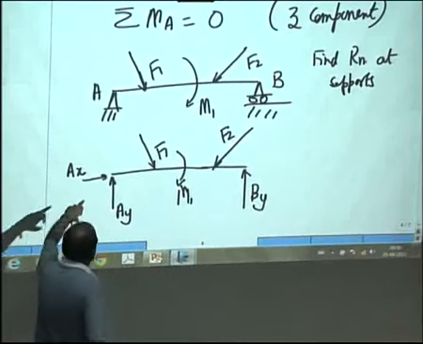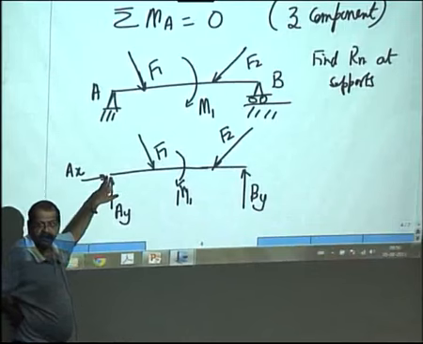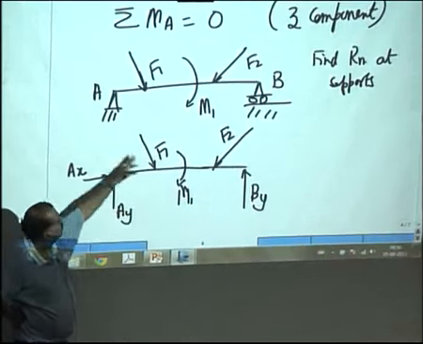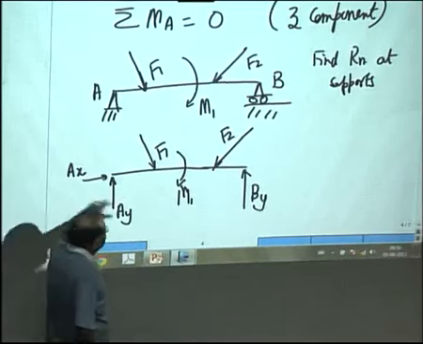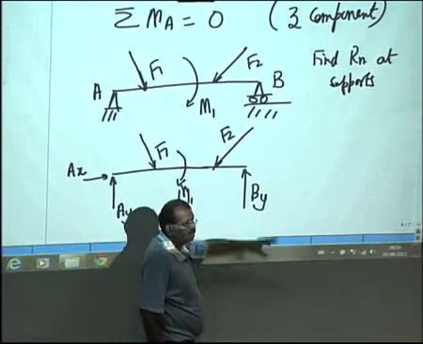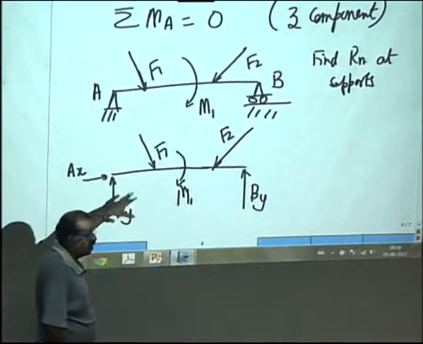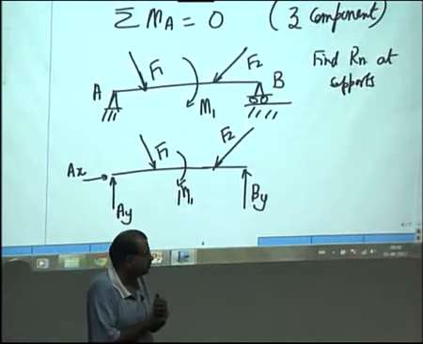In fact, here if I directly take moments about A is equal to 0, I will get By, assuming forces F1, F2 and M1 are known. So, now if the problem says find By only, then all you do is take moments about A, and one equation gives you the answer. Okay.